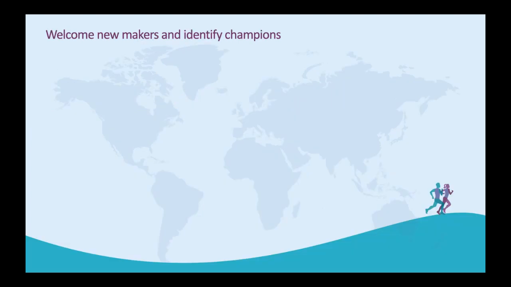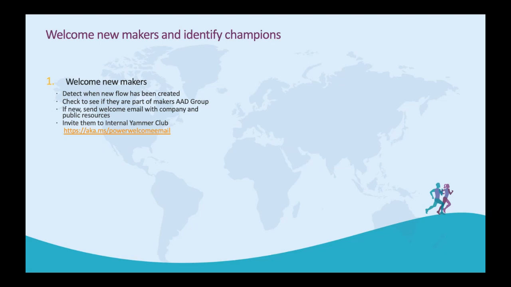Next thing we want to do is welcome new makers and identify champions. We talked about this before. In that nurturing process, detect when a new flow or app is created, and an automatic email gets sent to the makers, welcoming them to the community and telling them there are some resources. Here are some public resources. Invite them to the Yammer club for the Power Platform or Power Apps or Power Automate, those different types of things. It's a really cool email.